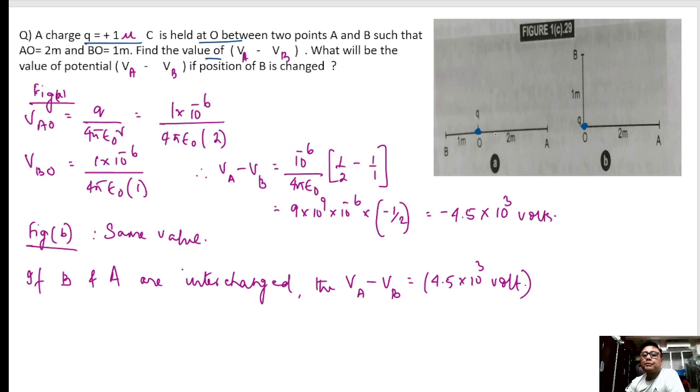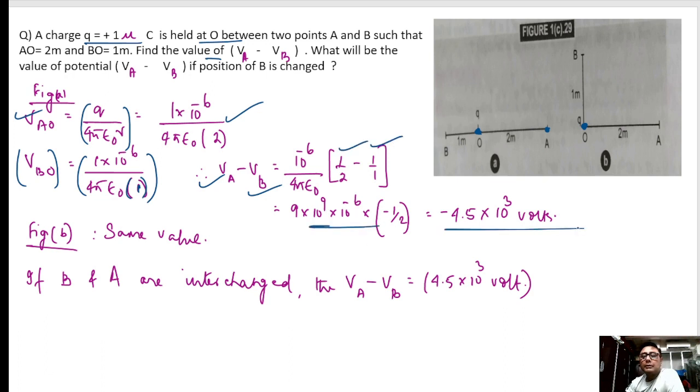Okay, so what is the potential at A due to the charge Q at O? This, and this R is given as 2 meter. What is the potential at B due to the charge at O? The distance is 1 meter. And what is then VA minus VB? Let us calculate. So this is coming this.